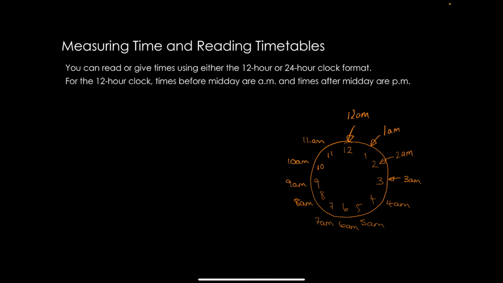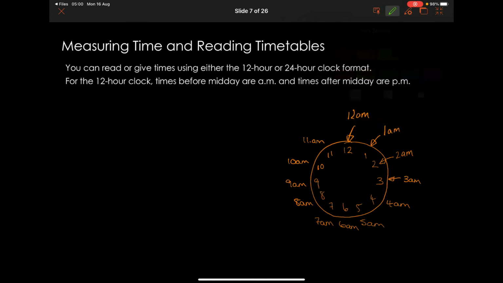Then we get to lunchtime and it becomes 12 p.m., 1 p.m., 2 p.m., and so on. I know it might sound silly that I'm explaining the clock to you, but some people really struggle with this. 7 p.m., 8 p.m., 9 p.m., 10 p.m., 11 p.m., and then back again to 12 a.m. So your times are split between a.m. and p.m.